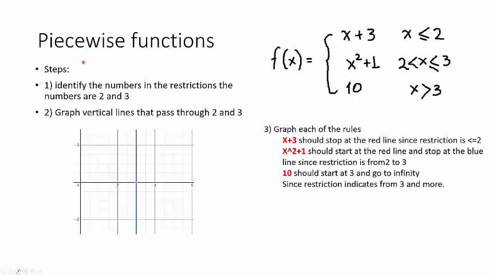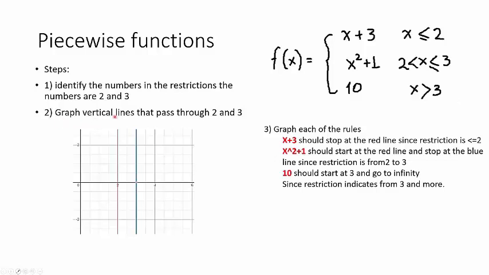Now, let's see piecewise functions. What we want is to see how we can graph a piecewise function given the rule. The first step that we need to focus on are the restrictions. We take all the numbers out of the restrictions. Here we have the number 2 and the number 3.